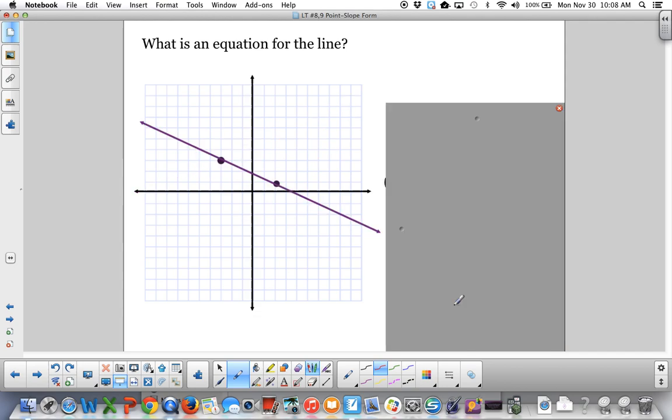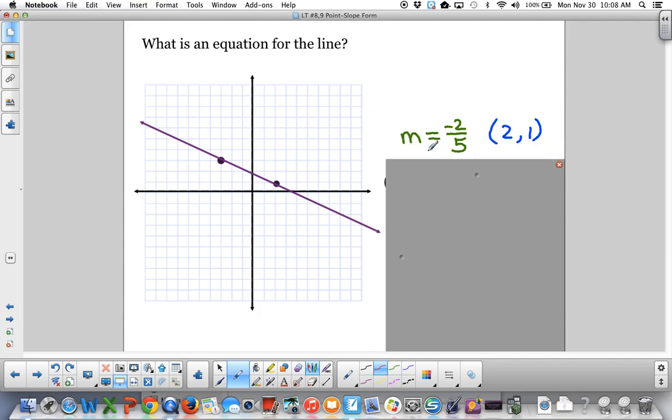Okay, pause the movie, write an equation for this line, and then press play when you're finished. Okay, so you probably noticed here, this is not an exact y-intercept. So y equals mx plus b is not going to work for us. Instead, identify your slope and a point. I chose to use this point, and my slope was down 2 to the right 5.